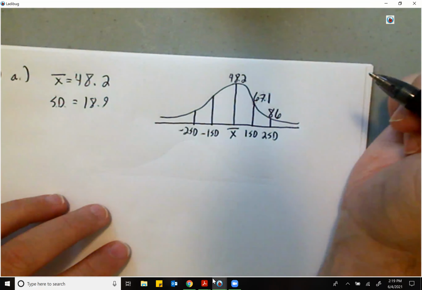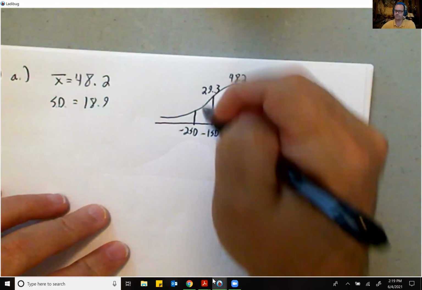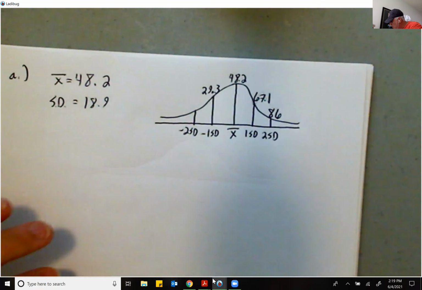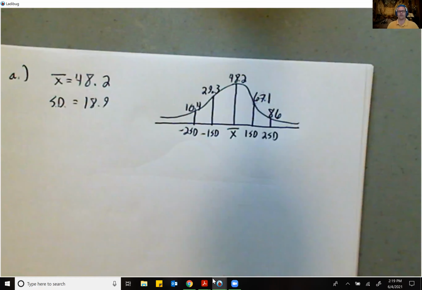Twenty-nine point three. Okay, yeah. And what is 2 standard deviations below? 10.4. Okay. So I think this is enough information. Let's go check out what we got to do.